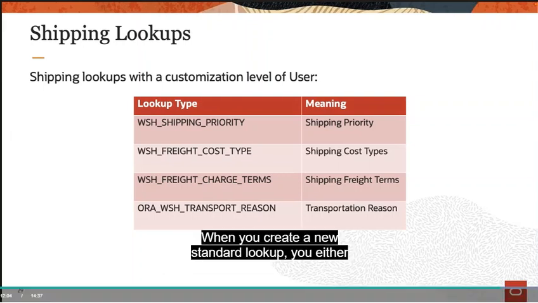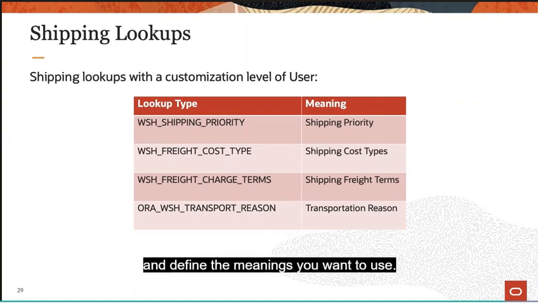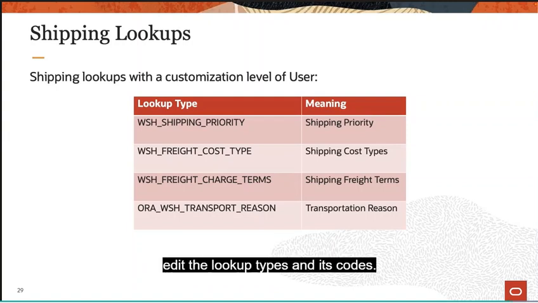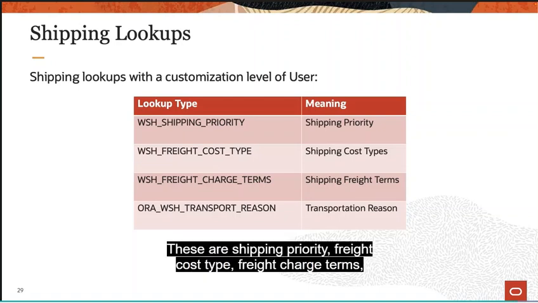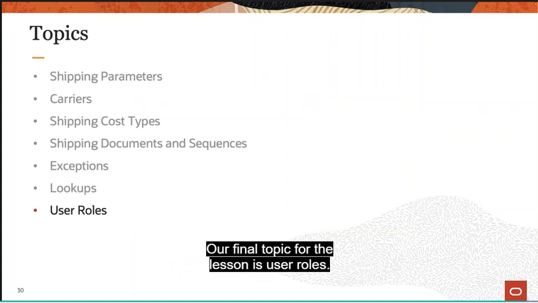When you create a new standard lookup, you either create or select a lookup type, add the lookup codes, and define the meanings you want to use. Lookup types also have customization levels, which supports data security policies by controlling who can edit the lookup types and its codes. Shipping includes many lookups, and 4 shipping lookup types have a customization level of user. These are shipping priority, freight cost type, freight charge terms, and transportation reason.